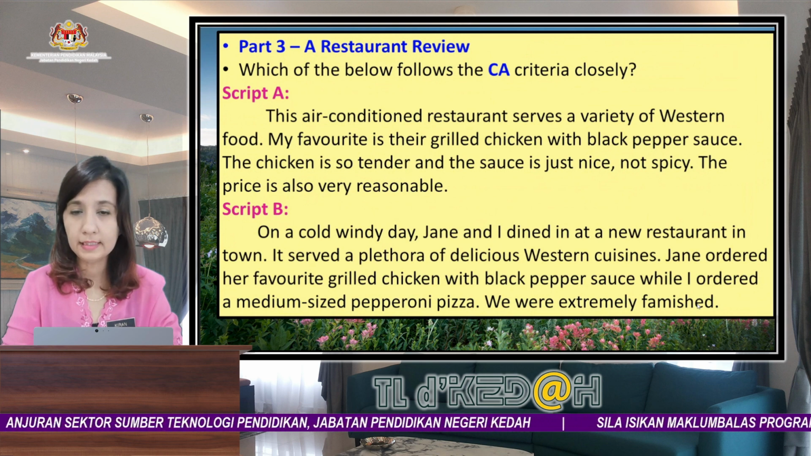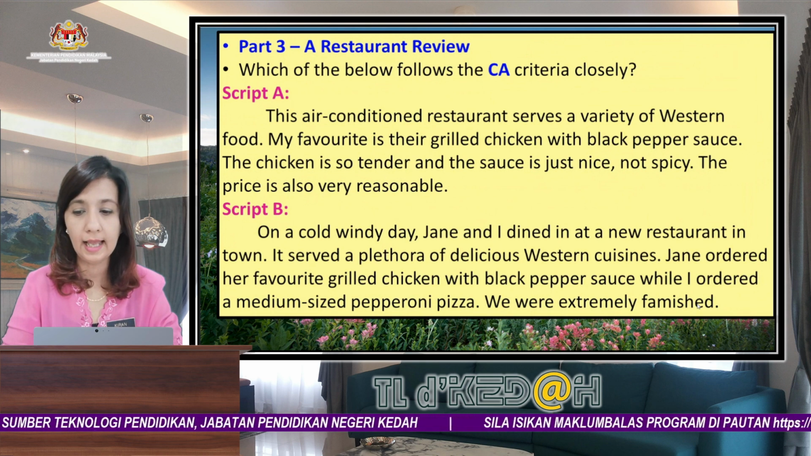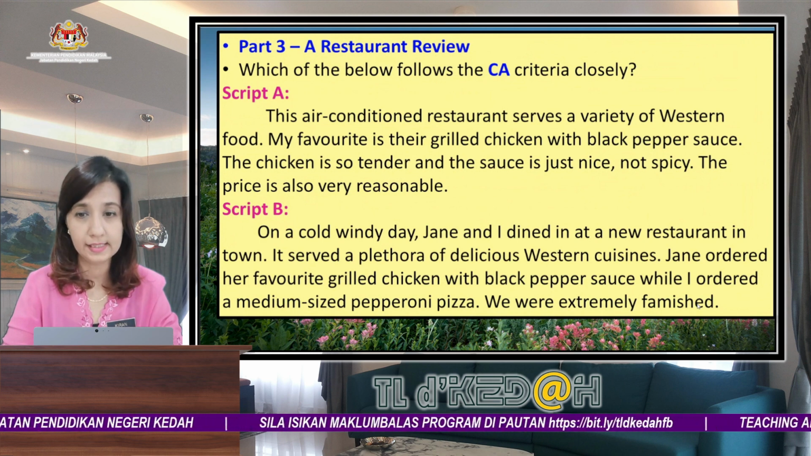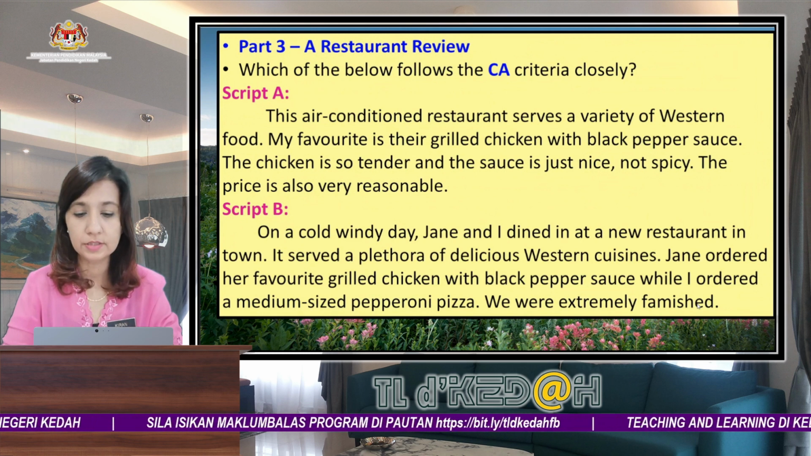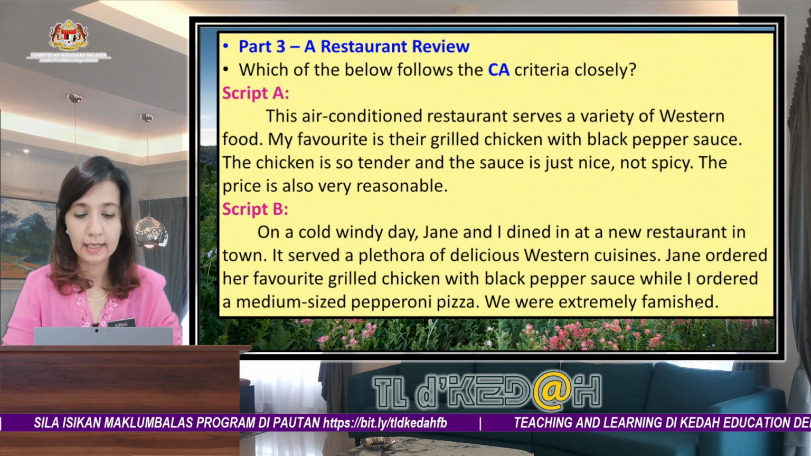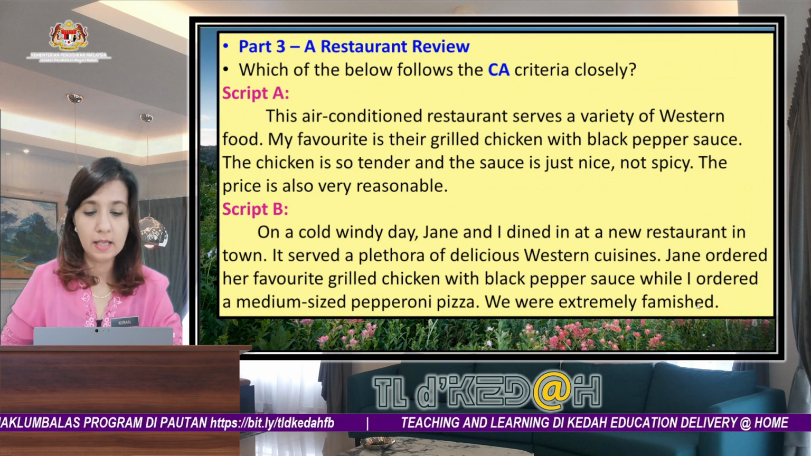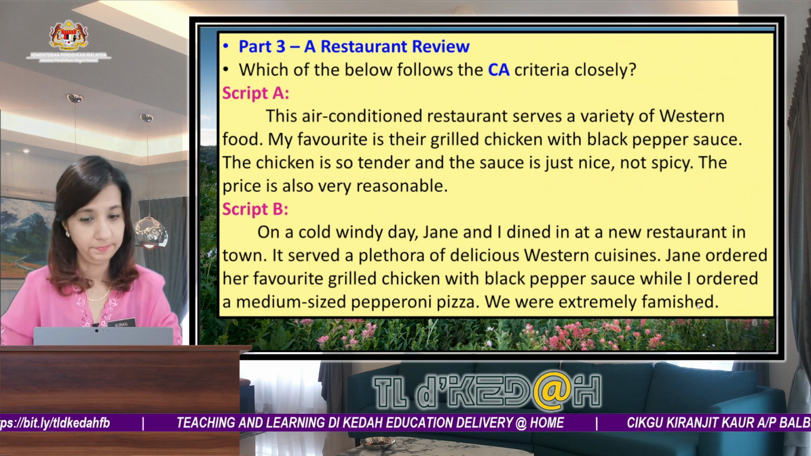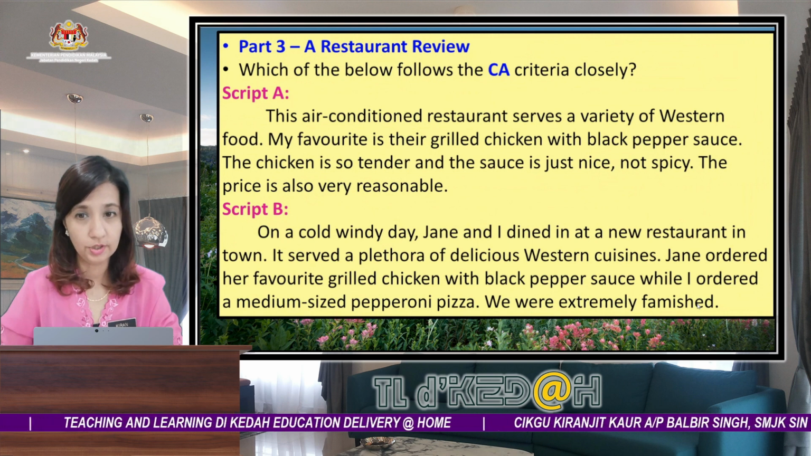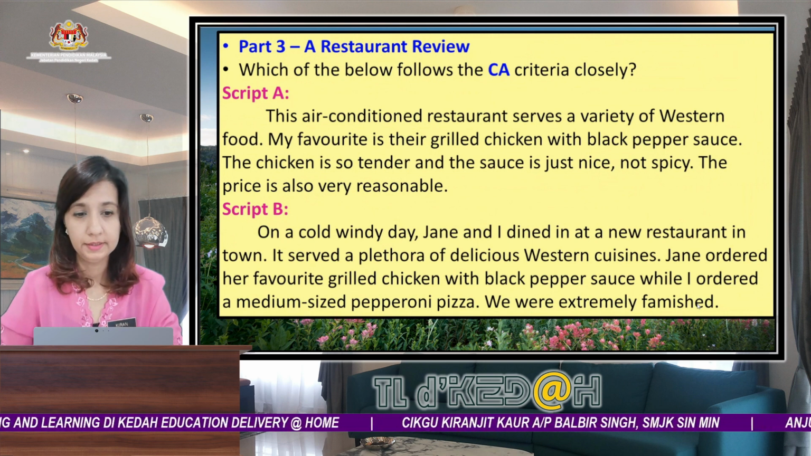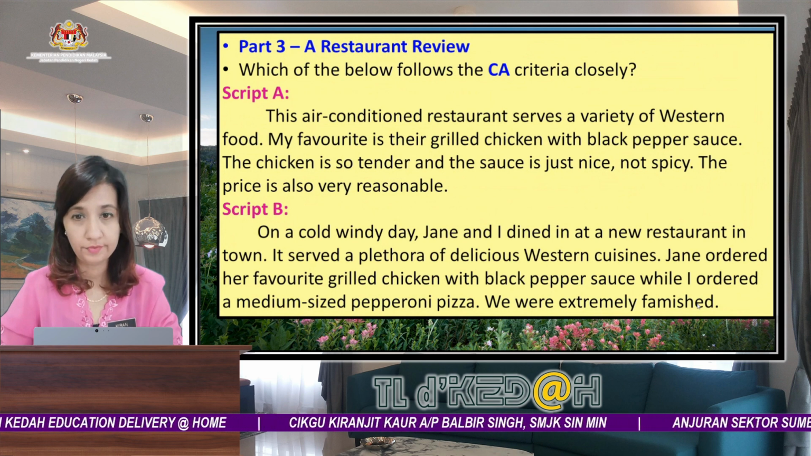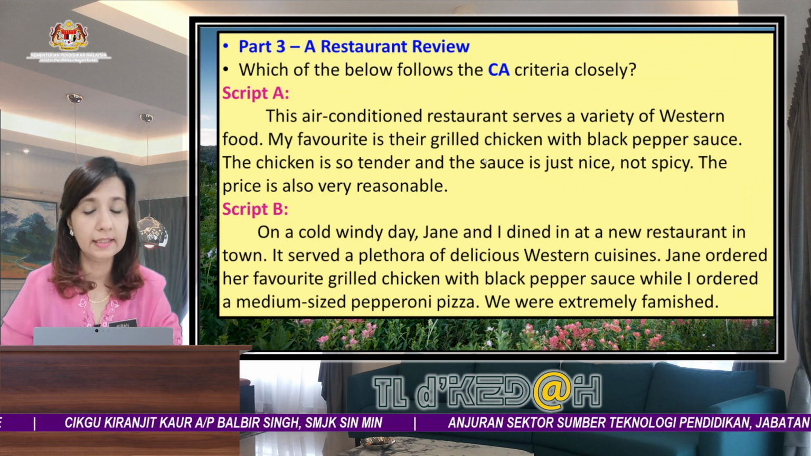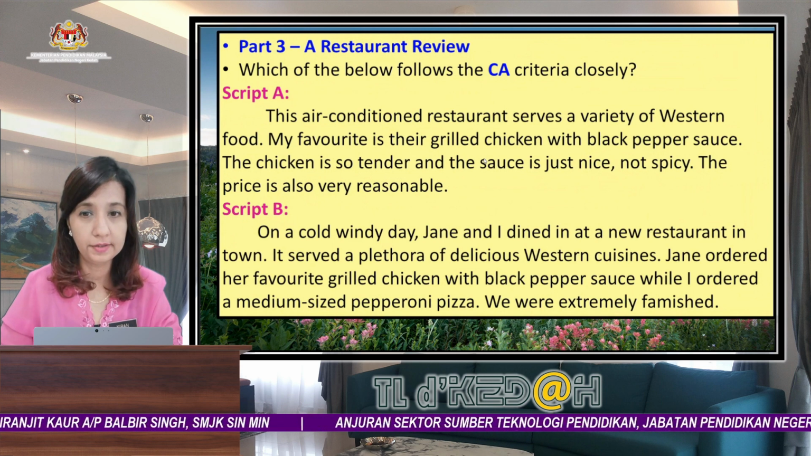Script B: On a cold windy day, Jane and I dined in at a new restaurant in town. It served a plethora of delicious Western cuisines. Jane ordered her favorite grilled chicken with black pepper sauce, while I ordered a medium-sized pepperoni pizza. We were extremely famished. Okay, both are talking about a restaurant, both are talking about food. But you can see this is meant to be a restaurant review. So which script fulfills the communicative achievement correctly? That means uses the correct genre or register.